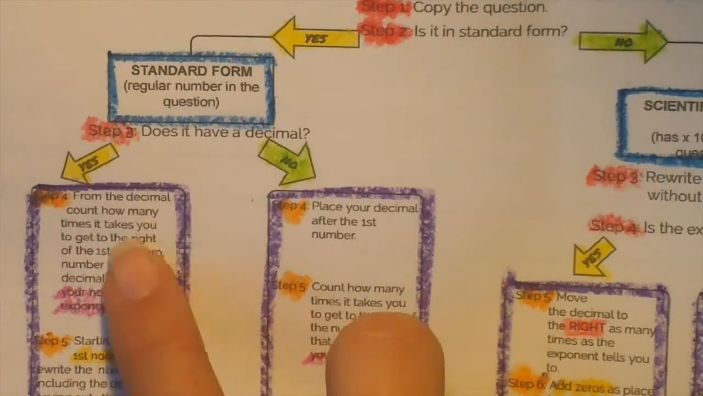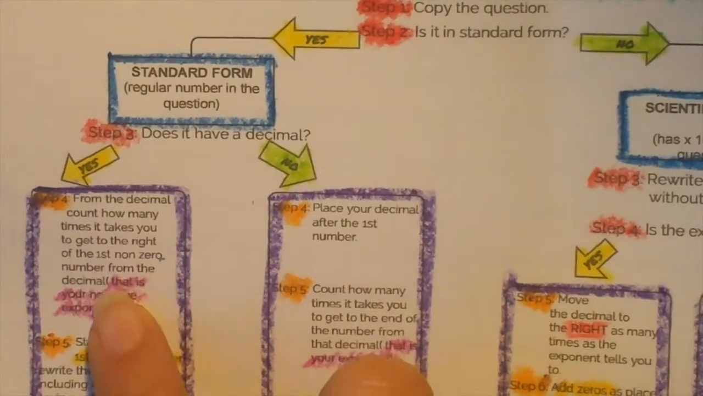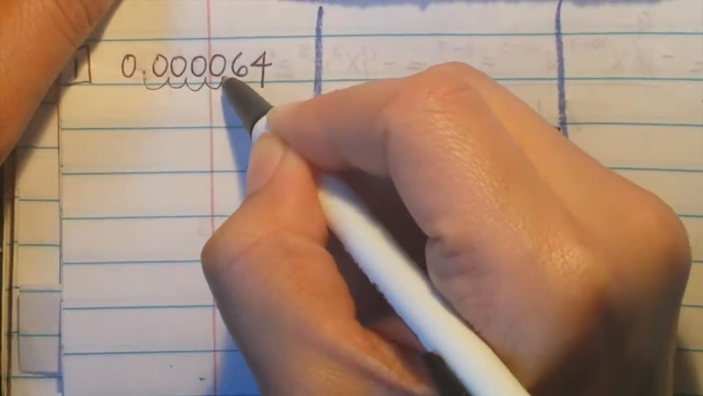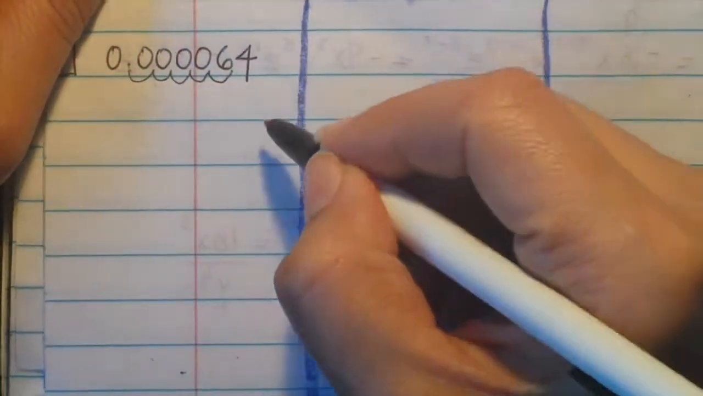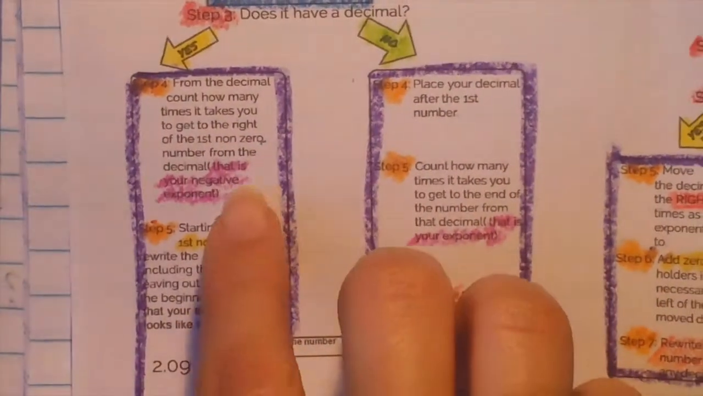Then it says from the decimal, count how many times it takes to get to the right of the first non-zero number from the decimal. That's your negative exponent. So all you have to do is count to the right 1, 2, 3, 4, 5 to the first non-zero number at the right. So that's your negative exponent. So it's to the negative 5.